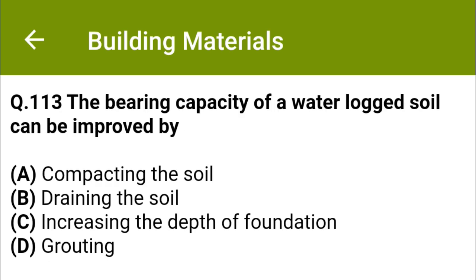The bearing capacity of a waterlogged soil can be improved by: option A compacting the soil, option B draining the soil, option C increasing the depth of foundation, option D grouting. The correct answer is option B, draining the soil.